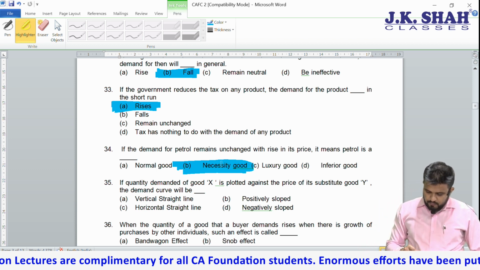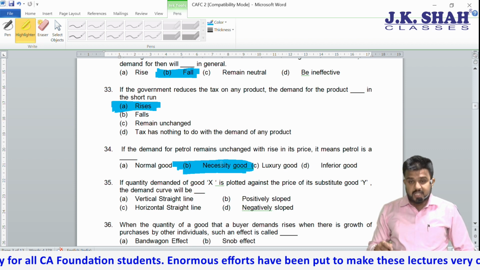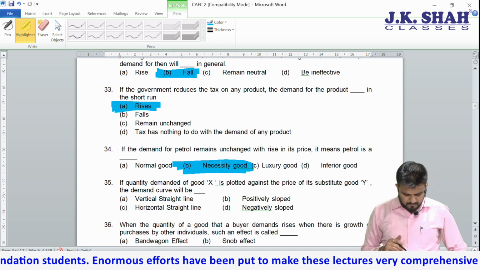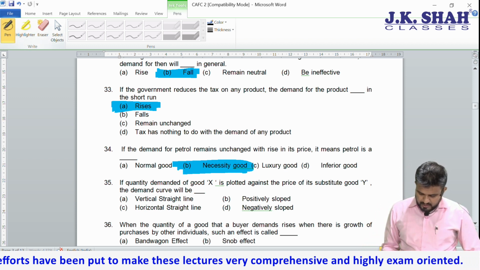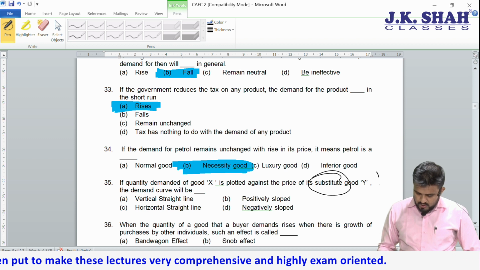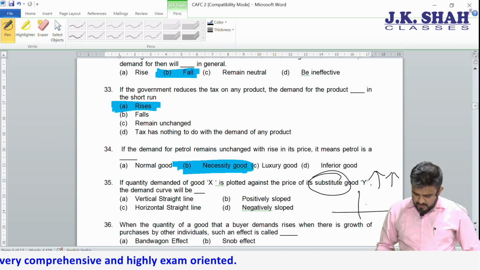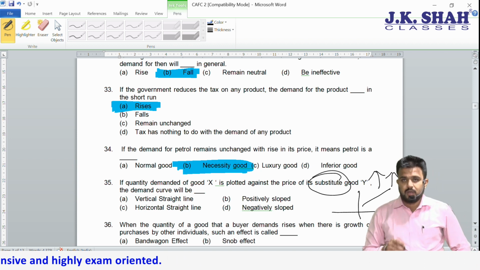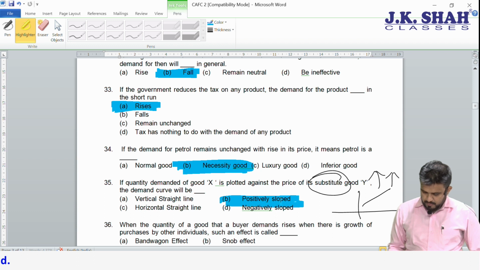35. If quantity demanded of good X is plotted against the price of its substitute good Y, the demand curve will be ___. You please remember one thing. Substitute goods have a direct relation. So their curve will be upward sloping. Upward slope also represents positive slope.